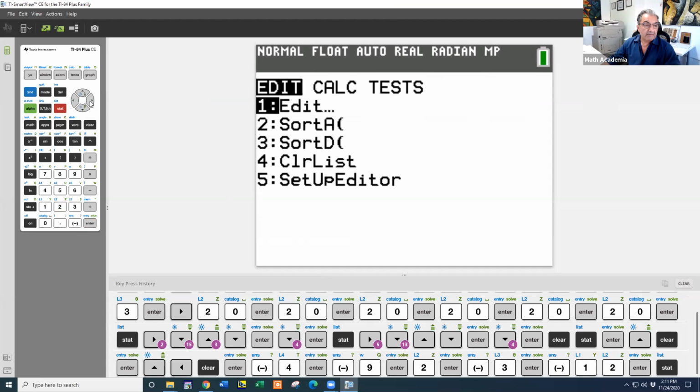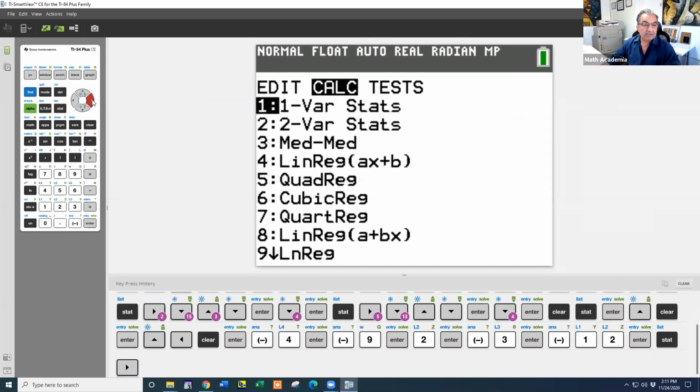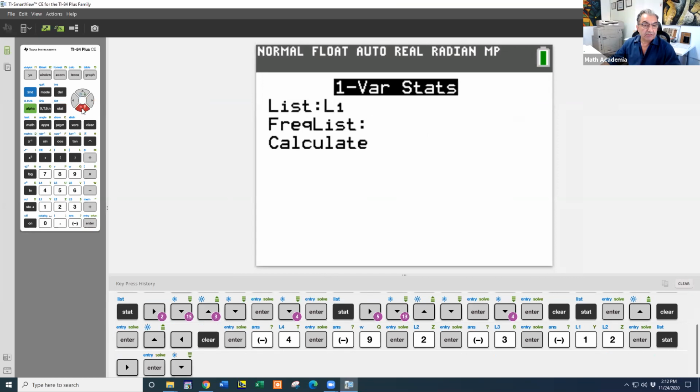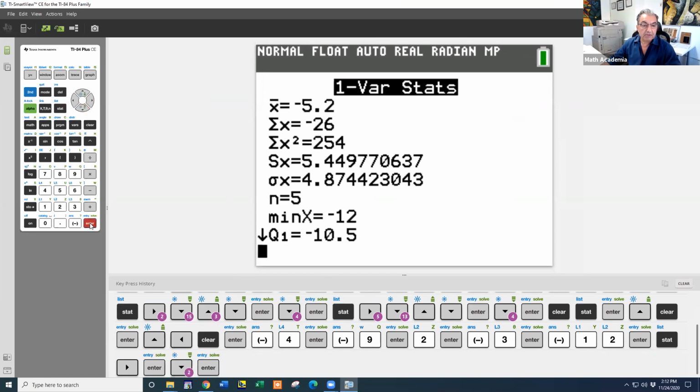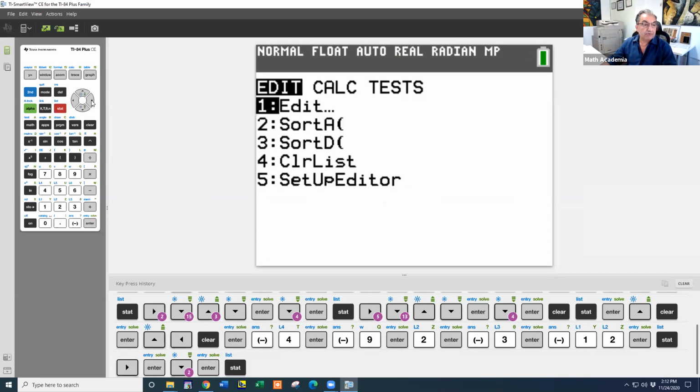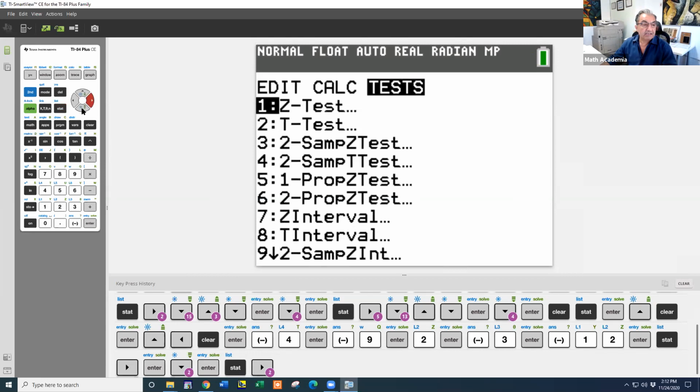Then you go to stat. And again, if you want to calculate D bar and S sub D, let me show that to you. You can go just to 1-Var Stats. Frequency list, we don't need it here because it's only one list. Calculate. And here is D bar, negative 5.2. And we have S sub X, which is S sub D, which is 5.45 approximately.